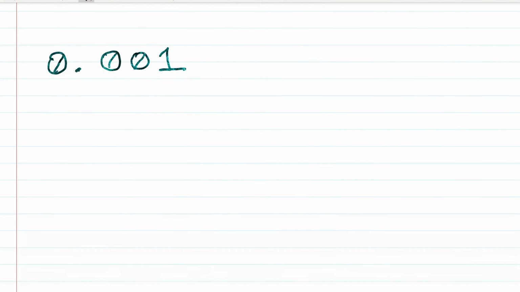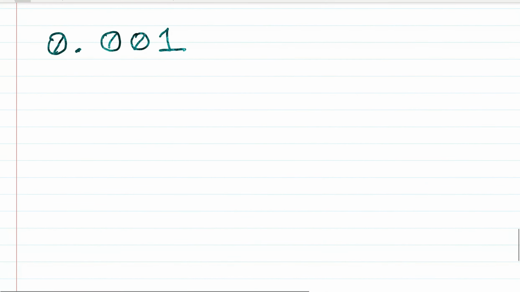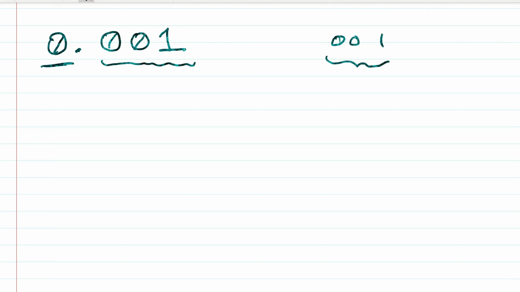Okay, let's take a look at the next one. We have 0 decimal point 001. So we have a 0 to the left of the decimal point, so the whole number is 0. So we won't even need to write a whole number when we write this as a fraction. And now 001. When you see that on a piece of paper, what does that really mean? That just really means 1.